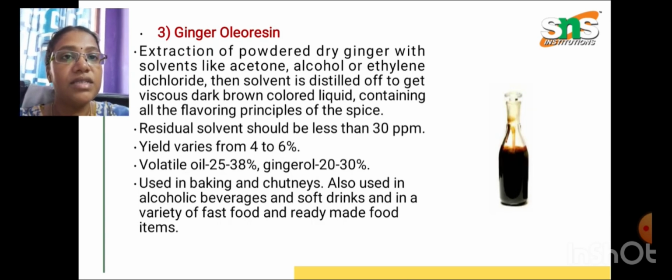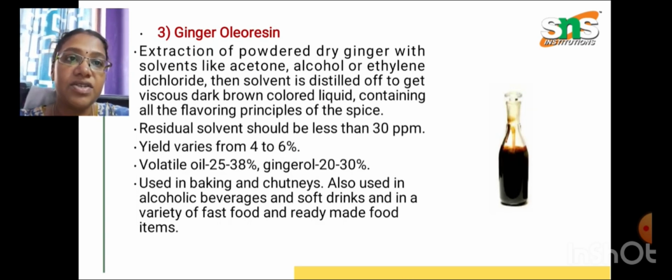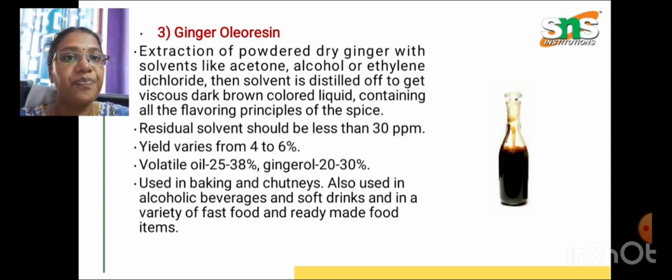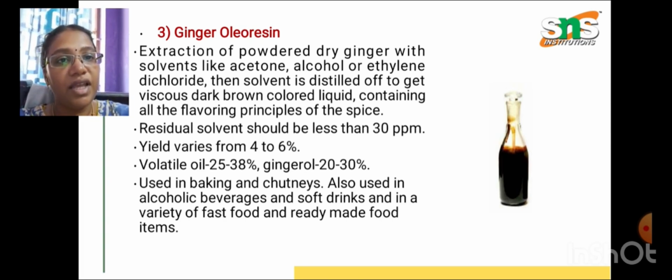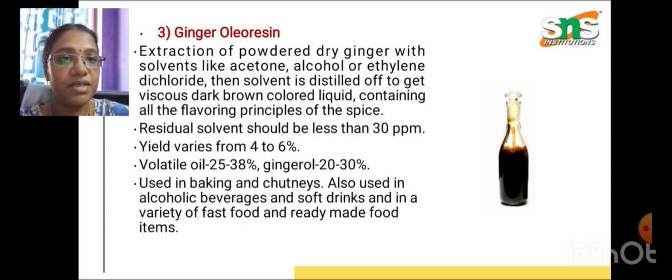And the third product is the ginger oleoresin, made by extraction of the powdered dry ginger with solvents like acetone, alcohol, or ethyl dichloride. Then the solvent is distilled off to get a viscous dark brown colored liquid, which contains all the flavoring principles of the spice. The yield varies from nearly 4 to 6% in the oleoresin extraction. Residual solvent should be less than 30 ppm. And here we get nearly 25 to 38% volatile oil, and ginger oil 20 to 30%.